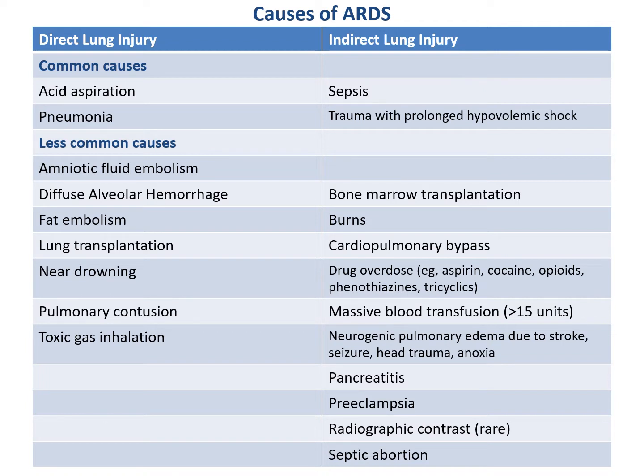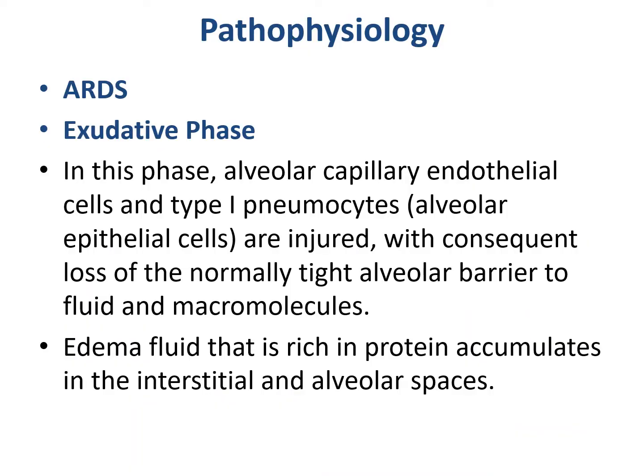drug overdose, for example aspirin, cocaine, opioids, phenothiazine, tricyclics, pulmonary contusion with massive blood transfusion, more than 15 units, and last, toxic gas inhalation, like neurogenic pulmonary edema due to stroke, seizure, head trauma, anoxia. Also, we have pancreatitis, preeclampsia, radiographic contrast, and septic abortion.